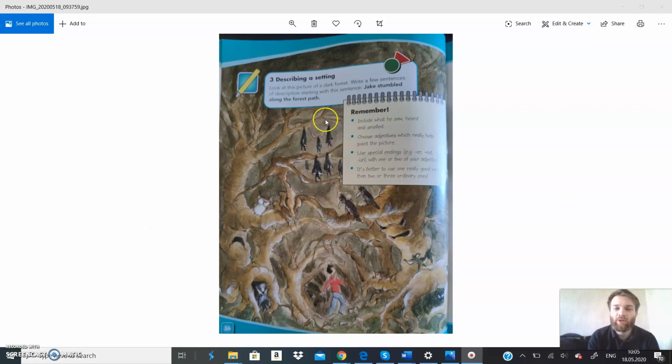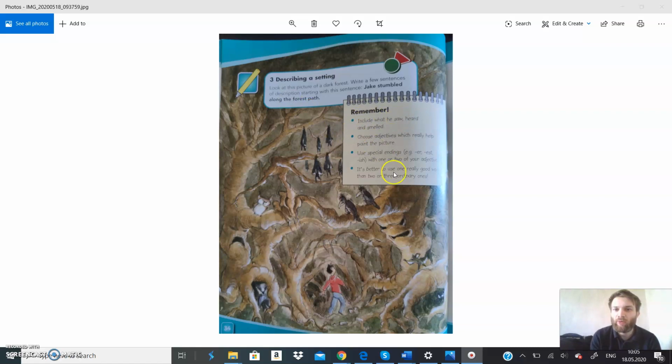You are looking at the picture and describing a setting with a small alteration. So, in these instructions, it says write a few sentences of description. I'm asking for a little more than that. I'd like at least a couple of paragraphs, and kind of substantial paragraphs, not just two or three sentences.